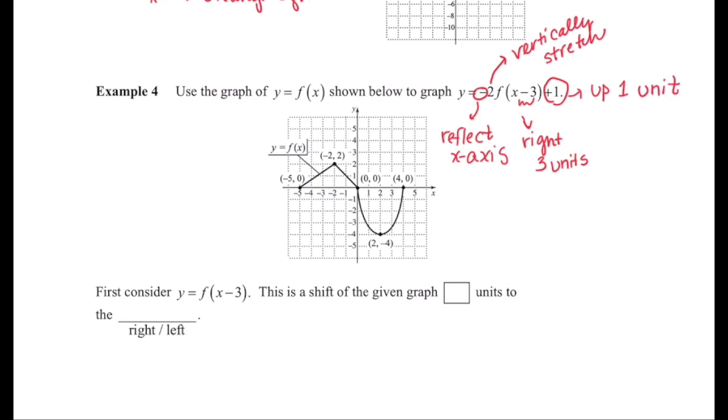So where do we start? Let's start on the inside of our function. This tells us that we're going to shift our graph 3 units to the right. So let's start by building the f of x minus 3 first and see what that will look like and kind of build from each piece to the next.